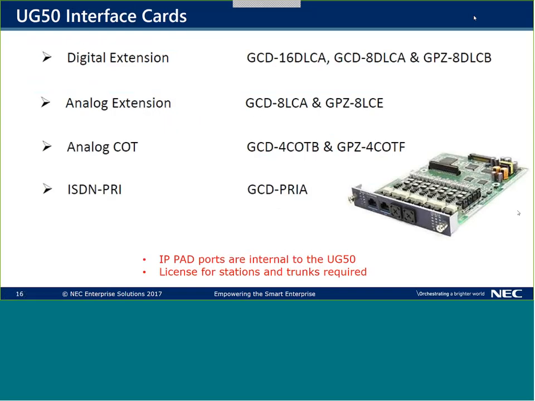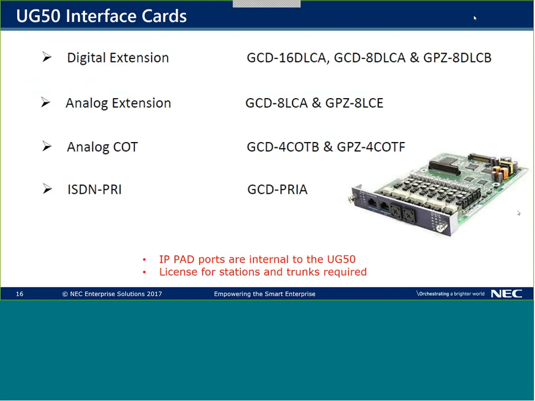In terms of what's available for line and trunk cards, it's a pretty straightforward list. We support digital D-term phones using our digital cards, 8 and 16 ports. We also support analog extensions using 8-port analog cards with extender daughter boards as well. We support analog trunks for central office trunks or 1FB lines using the GCD4 card. And we also have support for PRI interfaces. We can mix and match these cards within the UG50 to provide a custom fit for each remote site.